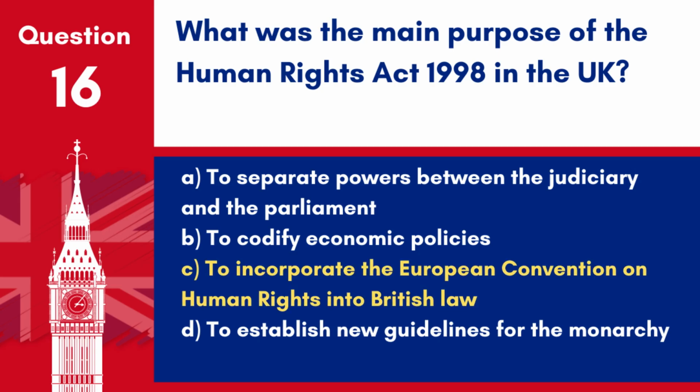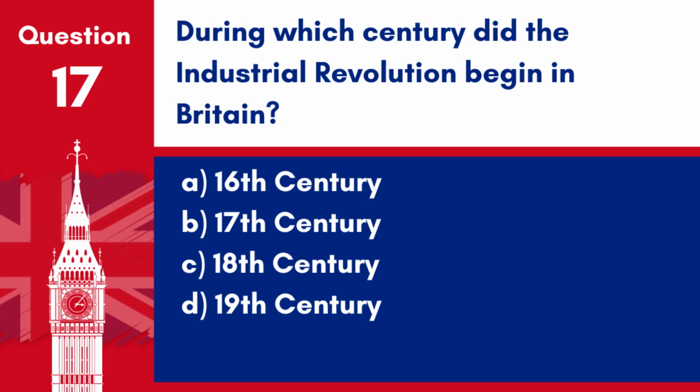Answer: C. To incorporate the European Convention on Human Rights into British law. The Human Rights Act 1998 was significant in incorporating the rights and freedoms from the European Convention on Human Rights into domestic British law, ensuring that individuals can protect their rights within UK courts. Question 17. During which century did the Industrial Revolution begin in Britain? A. 16th century. B. 17th century. C. 18th century. D. 19th century.